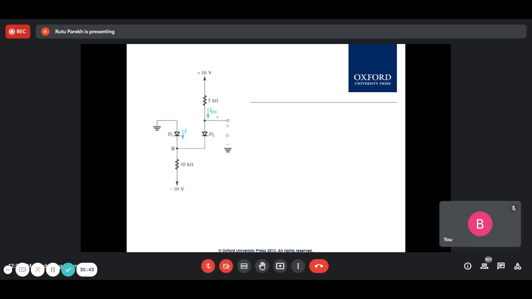Yes, ma'am. Because a diode is either conducting or not conducting. There are two states, forward bias or reverse bias, and there are two diodes. So what are the possibilities? Both are not conducting, or either one is conducting, which is two possibilities, and both are conducting. So out of these four possibilities, just looking at this, you will not know. And if you don't know whether they are conducting or not, how will you find I and V?